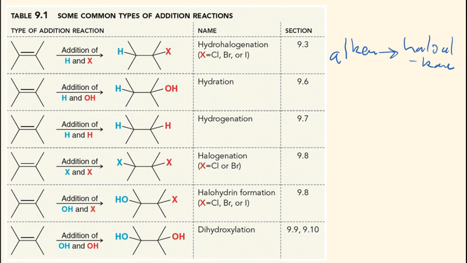We can also add water. On one side of the pi bond, we'll get a hydrogen. On the other side, we'll get an OH group. That's called hydration, and we go from alkene to alcohol. We can add hydrogen to both sides, in effect getting rid of the double bond, just going from an alkene to an alkane. That's called hydrogenation.